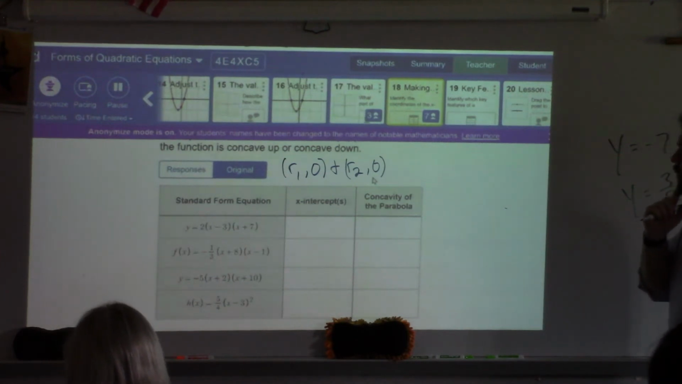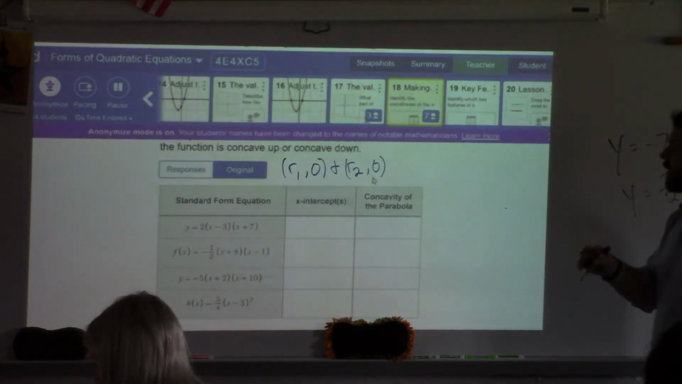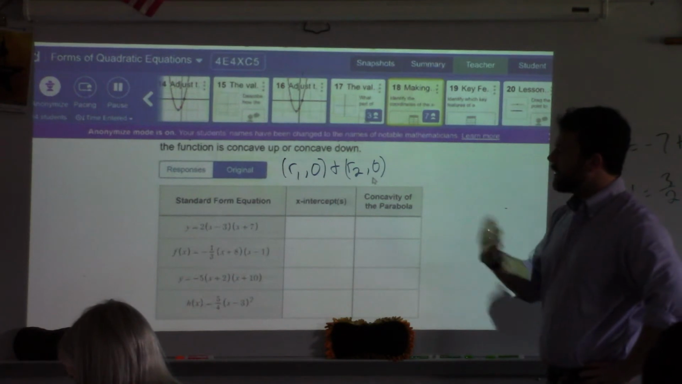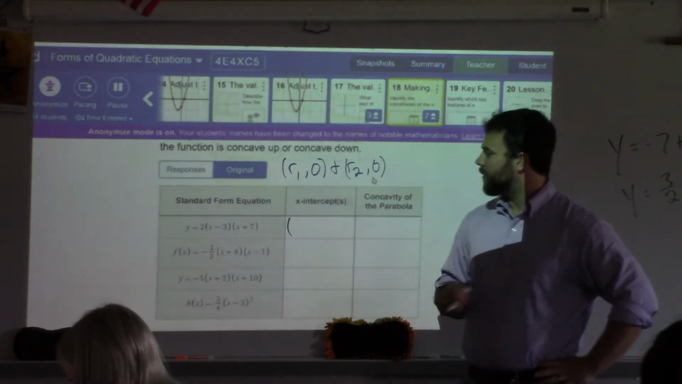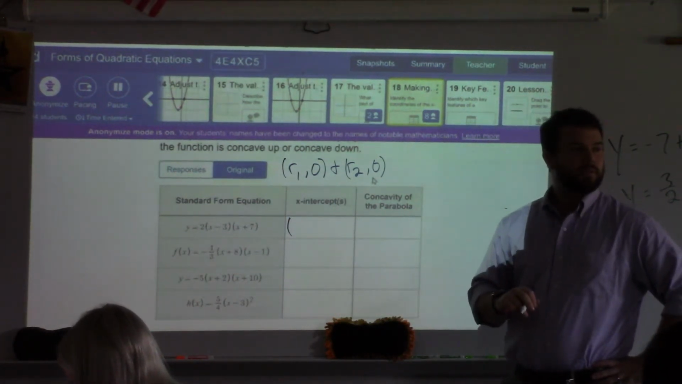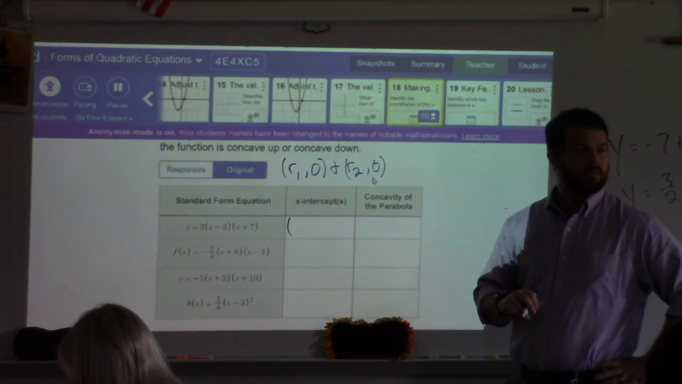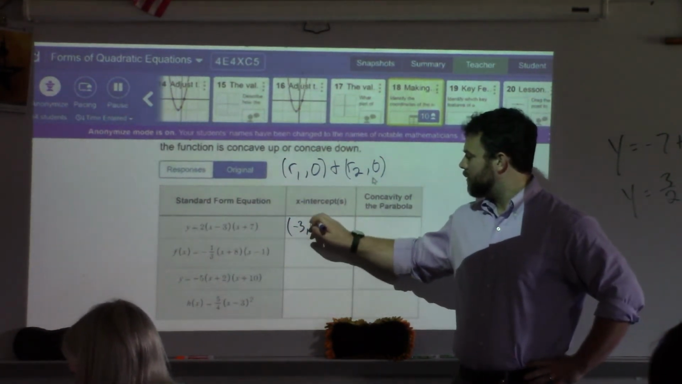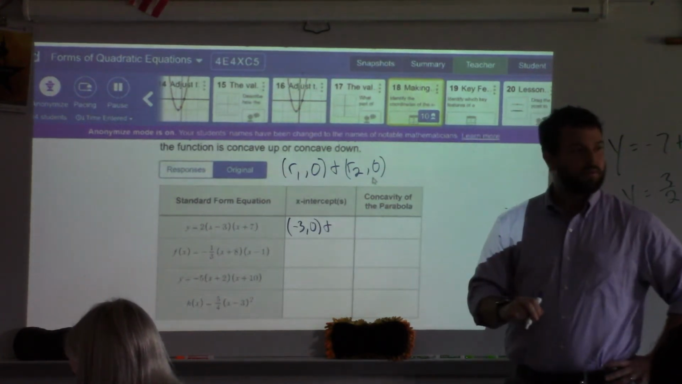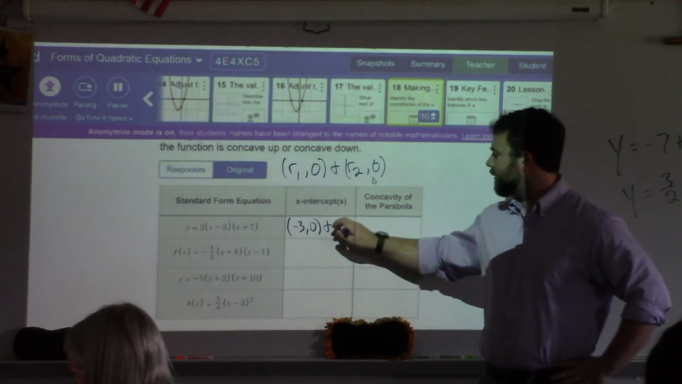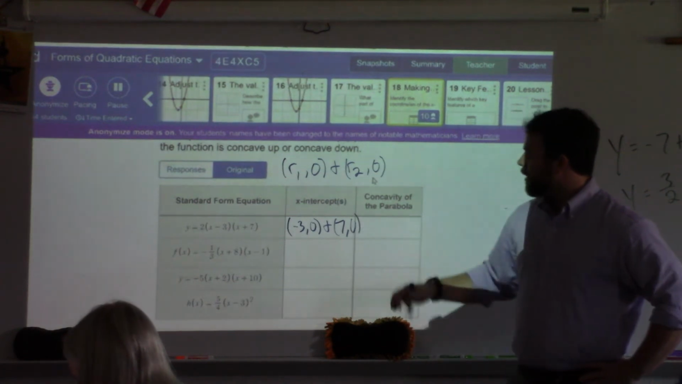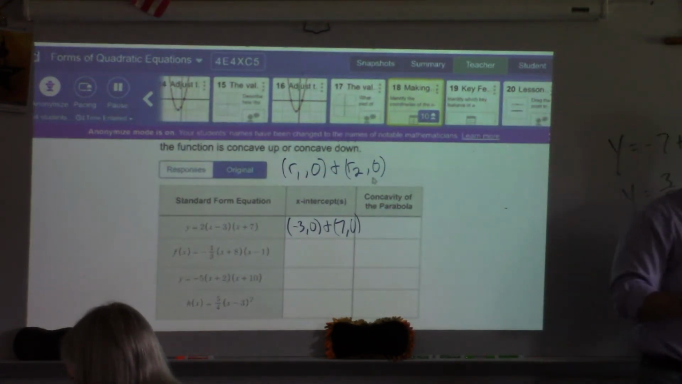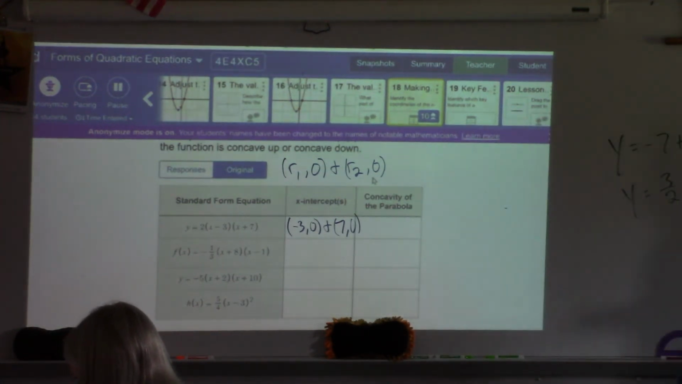So when I look up here, LaShannon, what did you say for your x-intercepts on this first one? I did negative 3, comma 0, positive 7, comma 0. Do we all agree with that, or does anyone want to push back on that answer?